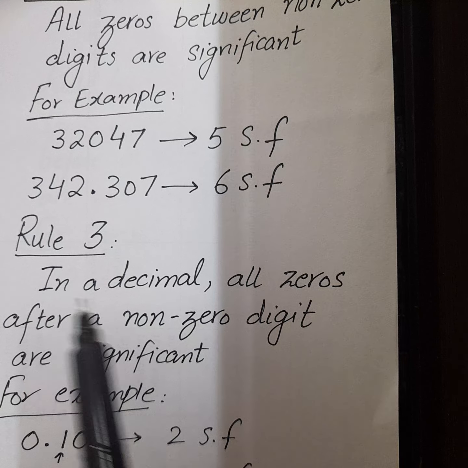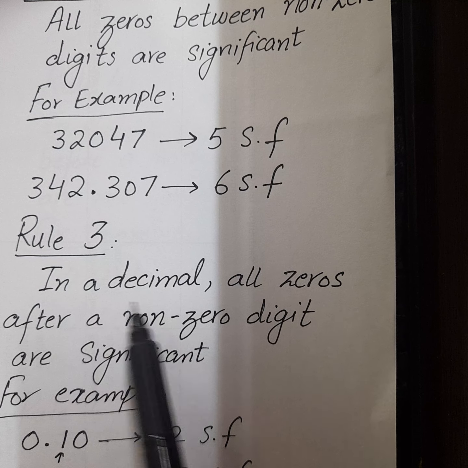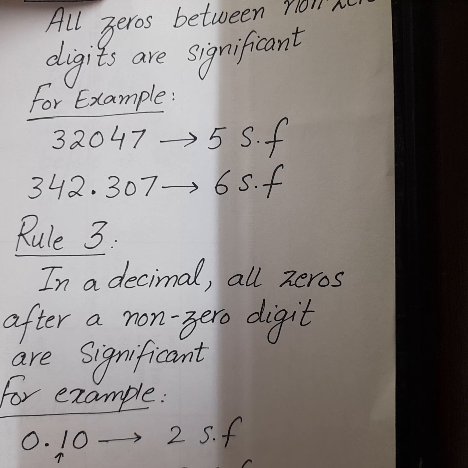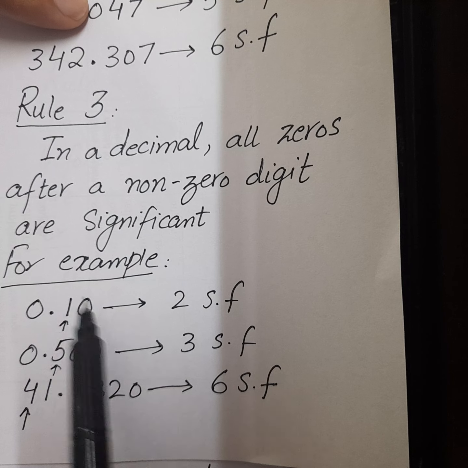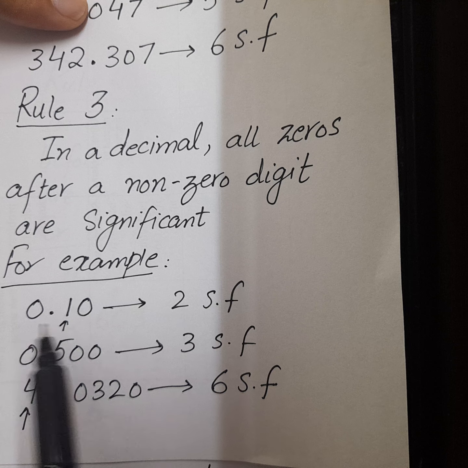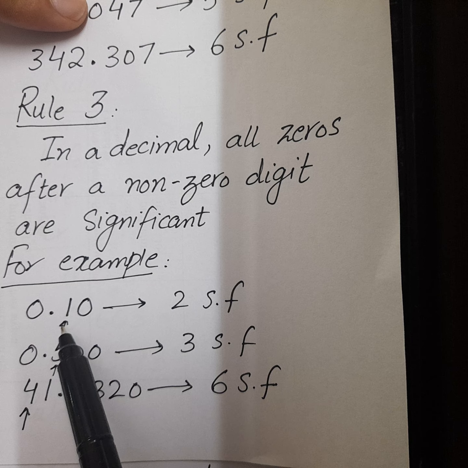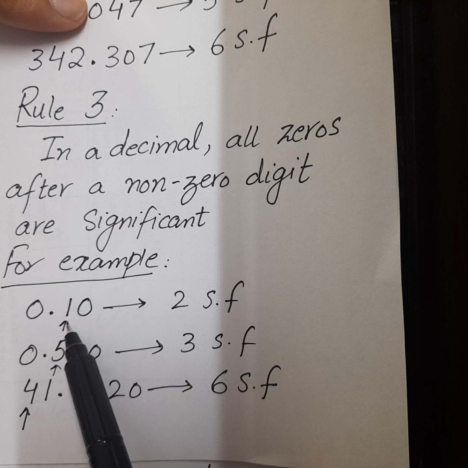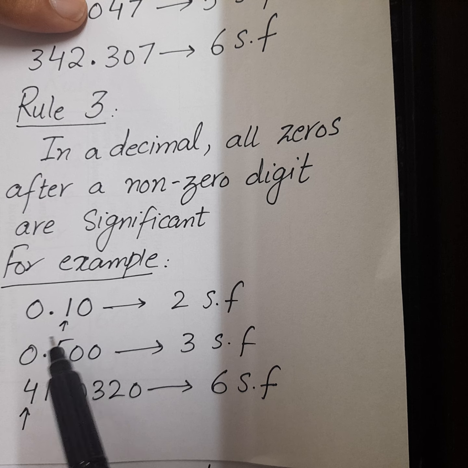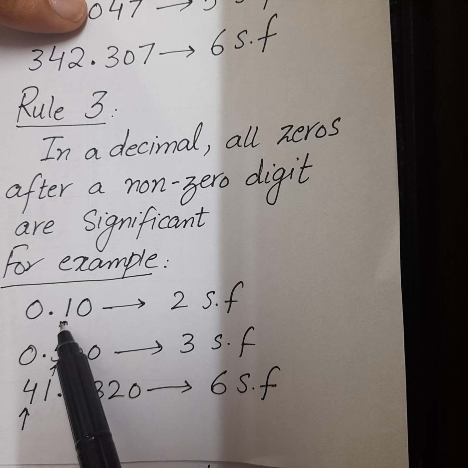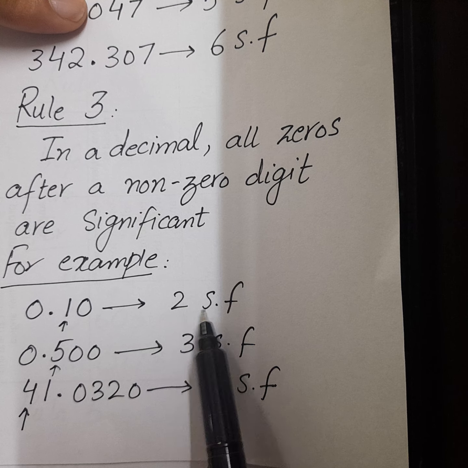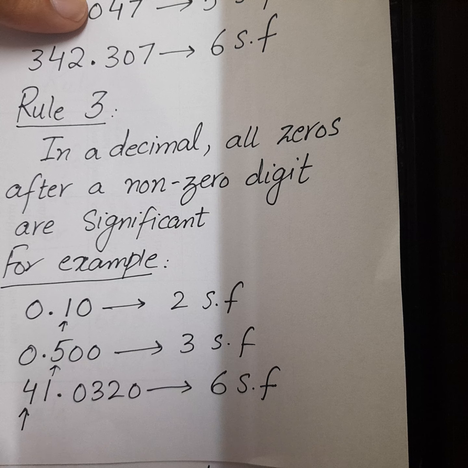Let us talk about rule number 3. In a decimal, all zeros after a non-zero digit are significant. So this is a decimal number. You can see that the first non-zero digit in the decimal is 1. So you have to start counting the significant figures from the first non-zero digit, 1 2. So there are two significant figures.